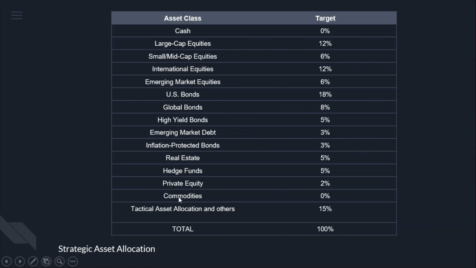Siguro kasi itong template na to is not for the kumbaga highly aggressive kasi 0%. Ang commodities kasi, high risk kasi, no? Madali siyang i-trade pero high risk. And then, tactical asset allocation and others, a total of 100%. So, this is an example of a more complex portfolio.